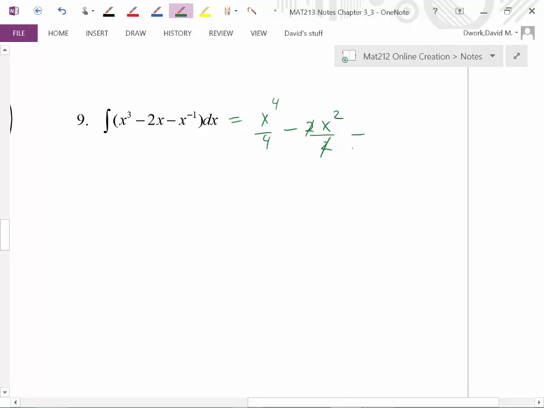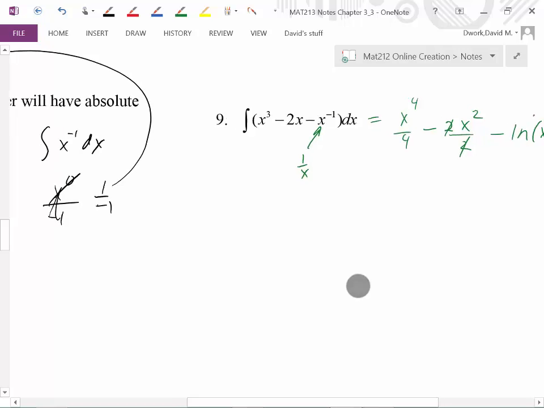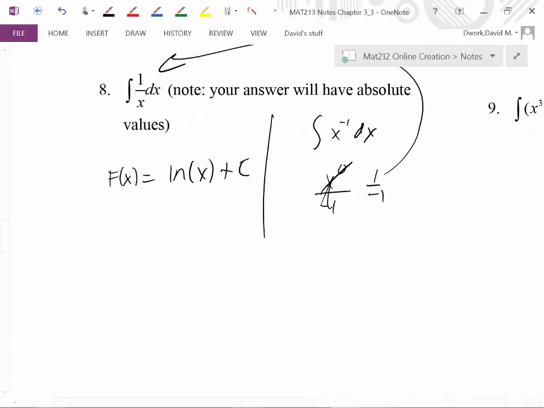And again, here's the trap. If I were to add 1, you get x to the 0. Oh, that's the trap. That doesn't work. So therefore, I'm going to have to say that was really just 1 over x, and this would be rewritten as 1 over x, and that's just natural log. And I even wrote notes to myself over here just to warn you guys, and I totally ignored them. Boop, boop, that's not right. Note: your answer will have to have absolute values.